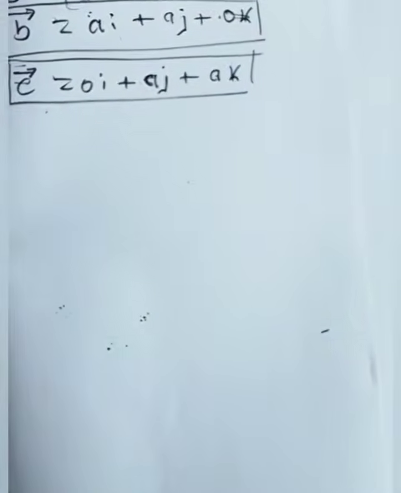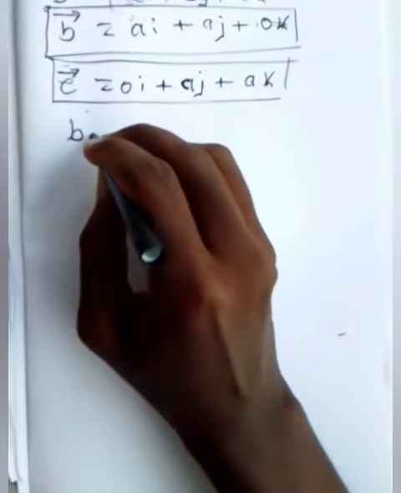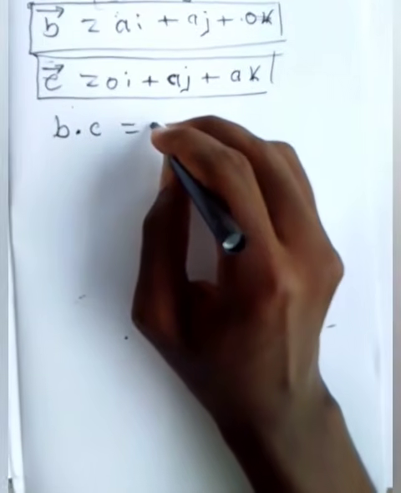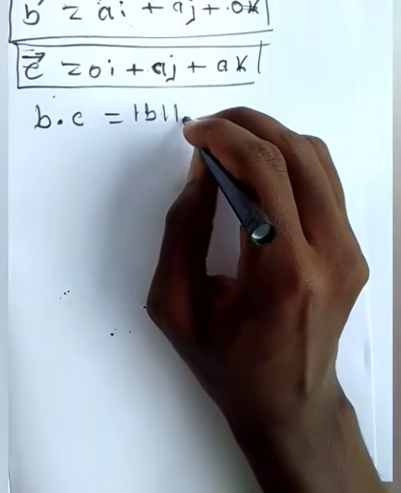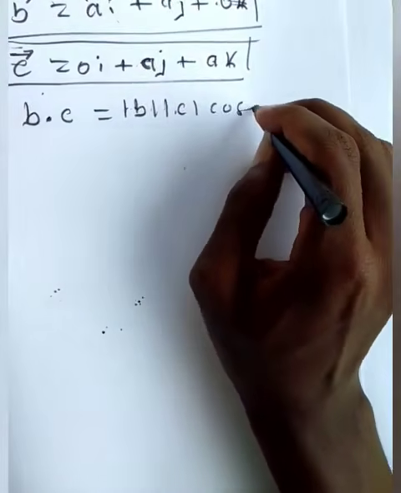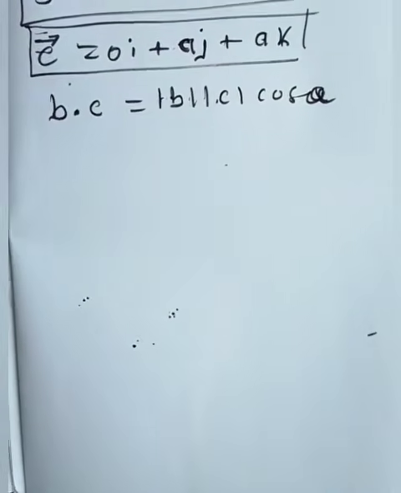Now they want you to find the dot product. Remember, the formula for the dot product is the magnitude of vector B times the magnitude of C times cos theta. Now, do you think we are going to use this formula?